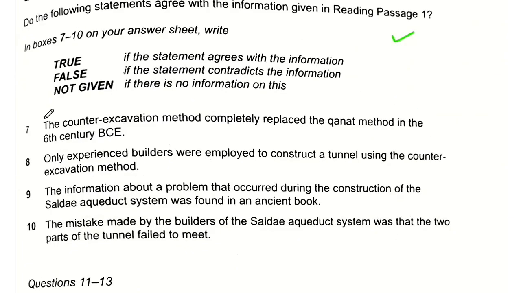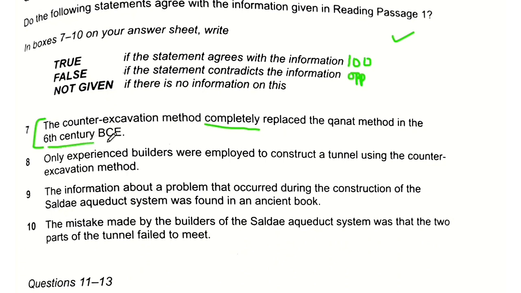In true, false, not given: the counter excavation method completely replaced the Kannak method in the 6th century BC. In case of true, false, not given, true means the meaning of the sentence they have given matches exactly with the sentence given in the passage. False means the information they have given is completely opposite to the information given in the passage. In case of not given, it means that the information they have given in the question is not mentioned in the passage.